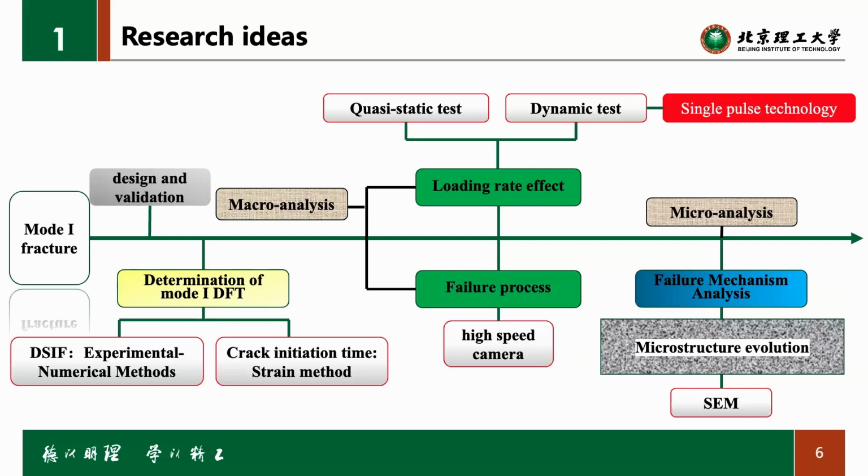After the test, we can carry out the macro analysis, such as the loading rate effect of the dynamic fracture toughness, and compare the static and dynamic fracture toughness. The failure process of the materials or structure is captured by the high-speed camera. Finally, the micro analysis is used to analyze the microstructure evolution of the fracture, which is to find the failure mechanism of the materials.